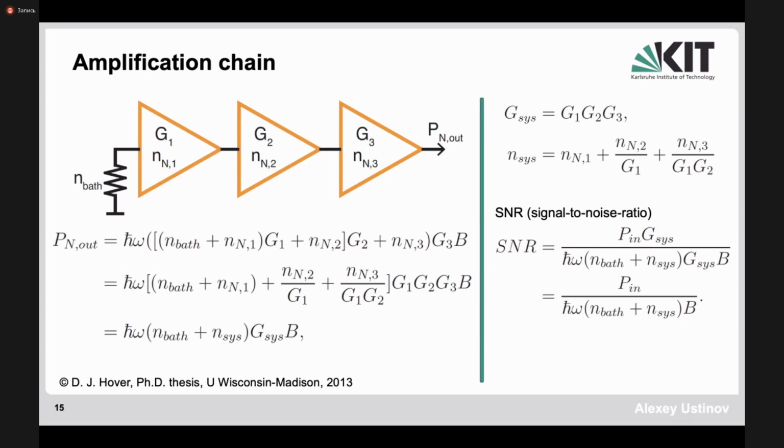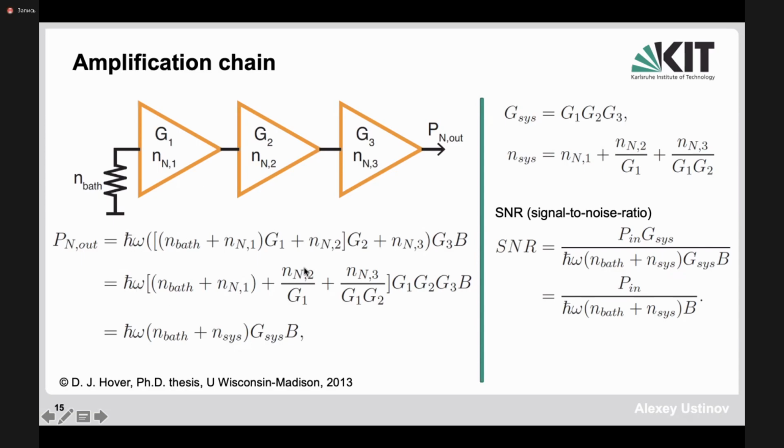Electrical engineers know this by heart, very well, but it is very important for experiments with superconducting qubits. The outcome of this simple calculation of the contribution to noise of a chain of amplifiers, with different numbers of noise photons added to the signal, is that the most important is the lowest noise of the front-end amplifier. This amplifier is the most important because it gives the largest contribution to noise.